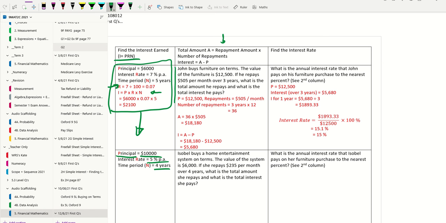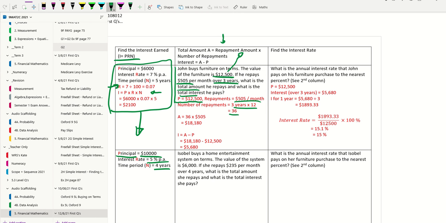So if we look at this first question, it says John buys furniture on terms. The value of the furniture is $12,500. That's our P. He repays $505 per month over 3 years. What is the total amount he repays, and what is the total interest he repays? So let's grab the stuff out of our question. Our P is $12,500. Now our repayments are $505 per month. The number of repayments is 3 years times 12, 36 monthly repayments is what he's making.